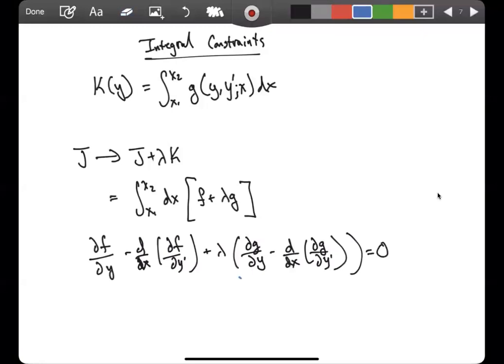So again, notice this thing here is basically the Euler equation, and now for g instead of y, but again it has exactly the same structure. And again, that just comes out of the variation.